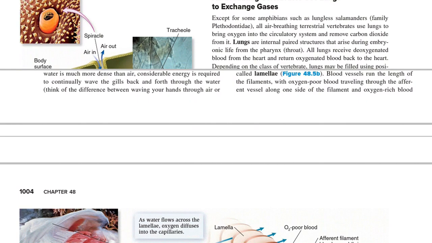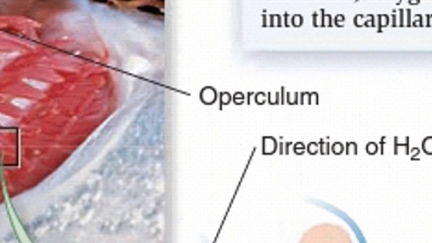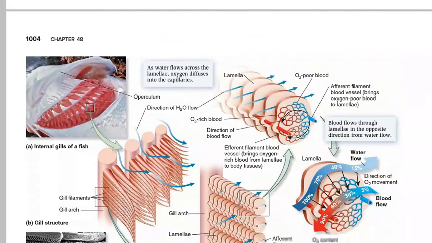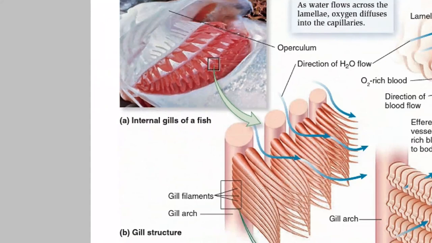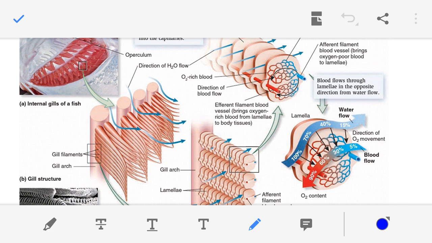Now this one is a very, very important topic for you. See, operculum, then this one is the gill of fish shown over here. Internal gills of a fish, and here this box, okay, so this is the entire gill.